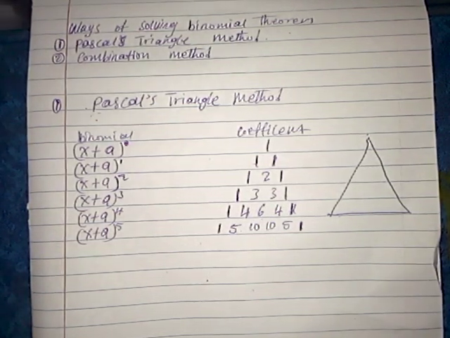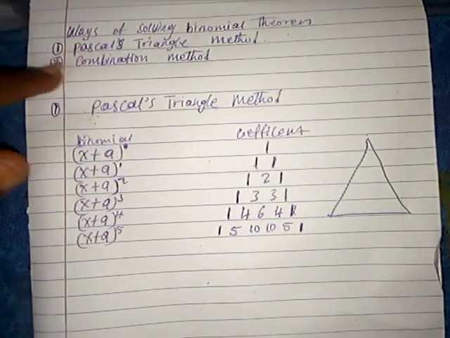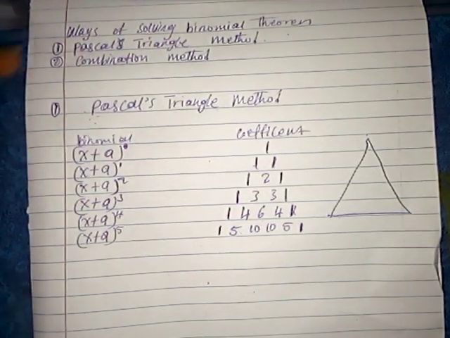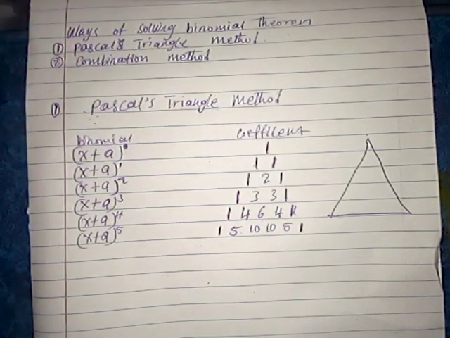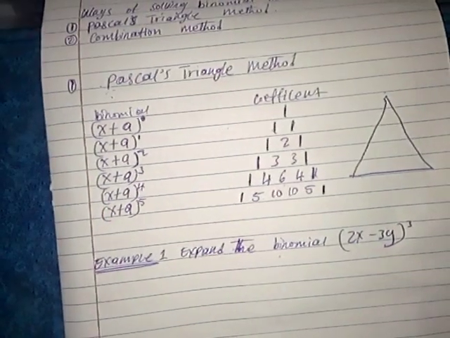Good. Now we move. We normally use Pascal triangle to solve binomials with lower powers. Take note: binomials with lower powers. When it comes to higher powers like power 20, 15, 10, we use what? The combination method, right? But for binomials with lower powers, we normally use Pascal triangle. You see it? Good. Now we proceed to question solving.